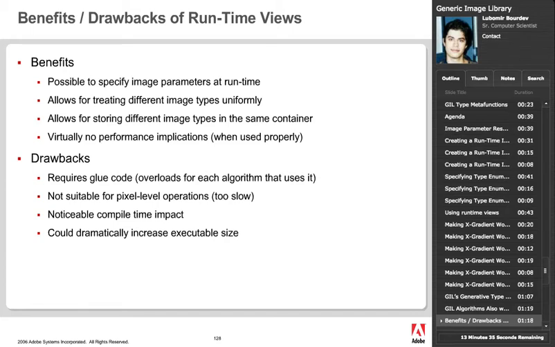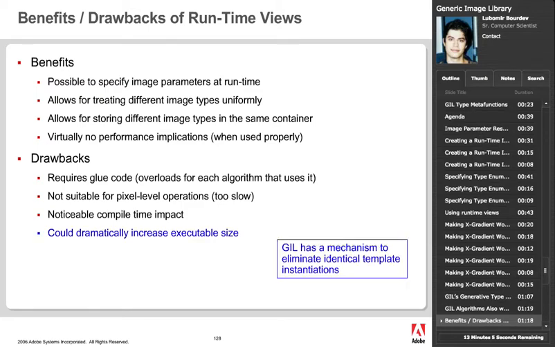Although GIL doesn't prevent you from creating runtime objects that operate on lower levels, such as any pixel iterator or any pixel, such use is discouraged due to the performance impact of having the dynamic branch executed at each pixel. Also, dynamic images may significantly impact the compile time and the executable size, as they instantiate the algorithms for every possible set of parameters.